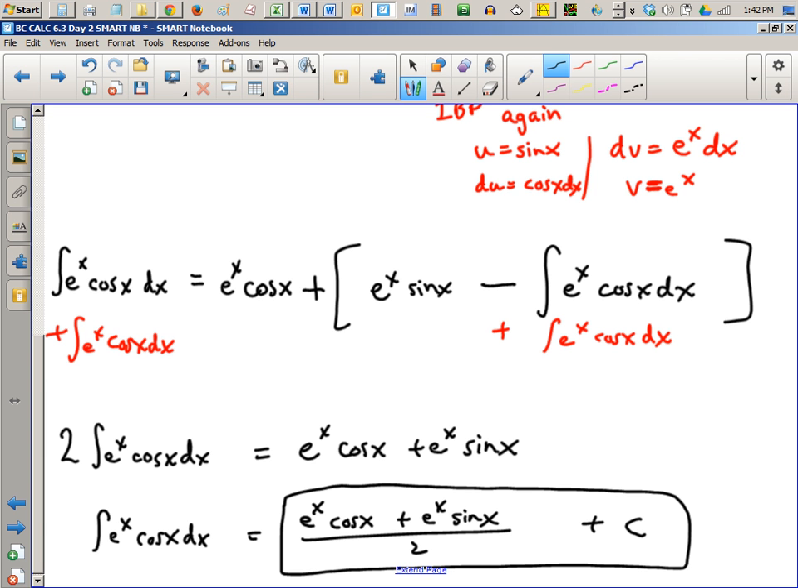How do you know when you can use free lunch? Well, honestly, a lot of times free lunch comes about when you have e to the x and a trig function like this.